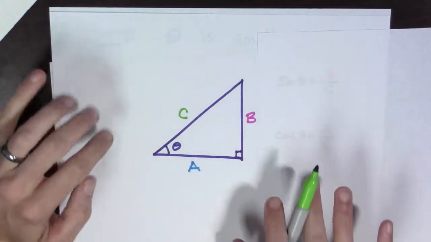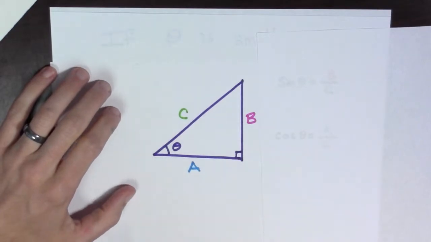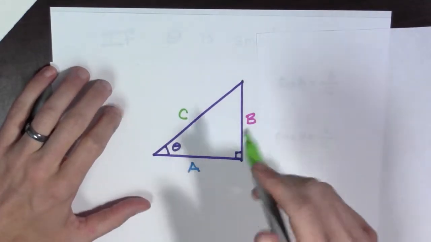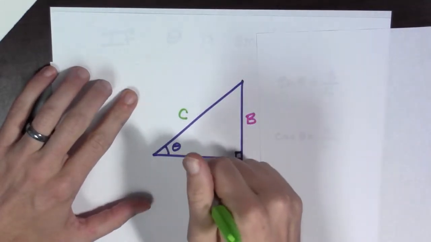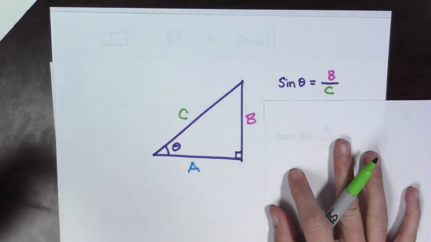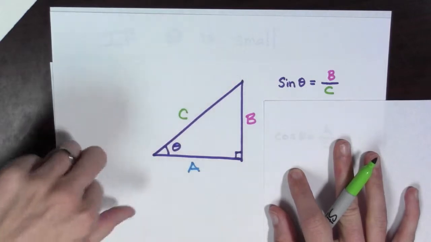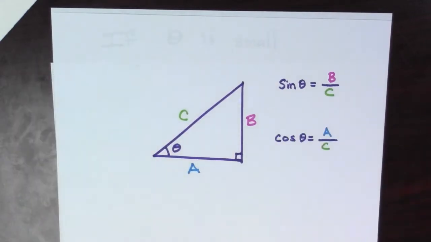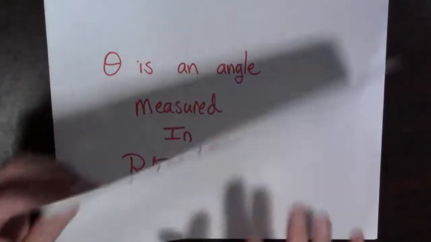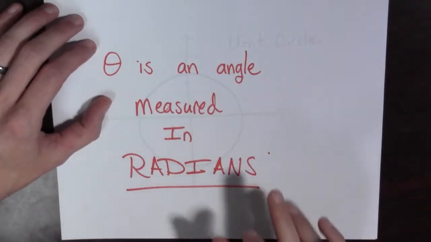So when you're first introduced to sine and cosine, usually it's with a right triangle. We take a right triangle, we put an angle in it, and then sine is declared to be the ratio of the side opposite to the angle over the hypotenuse. And cosine is declared to be the ratio of the length of the side adjacent to the angle over the length of the hypotenuse. This is a perfectly fine introduction to sine and cosine. Note, theta is an angle measured in radians. This is very, very important.